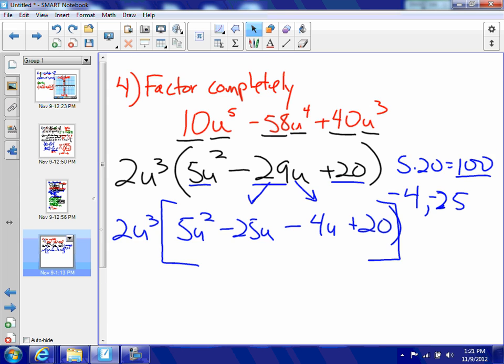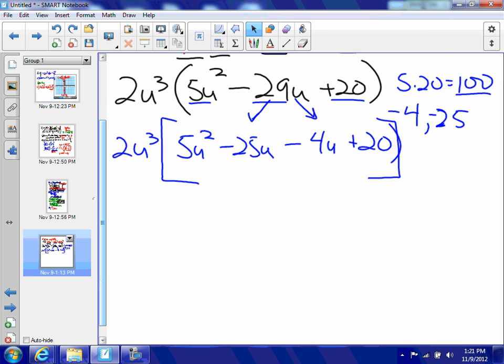Now what I'm going to do is group this. I'm going to group this one, and I'm going to group that one. And when I group the second one, if there is a negative sign here, I have to remember to change the sign of the second term inside that binomial, because I want to end up with a positive 20. So I have to have a negative sign times a negative sign to give me a positive 20.